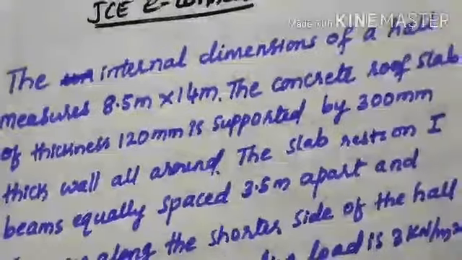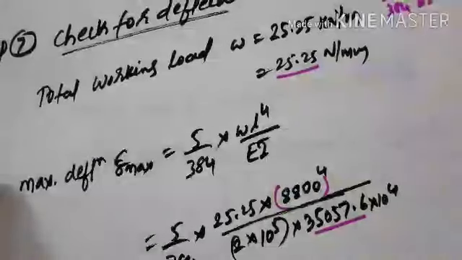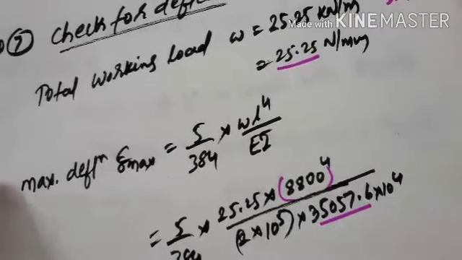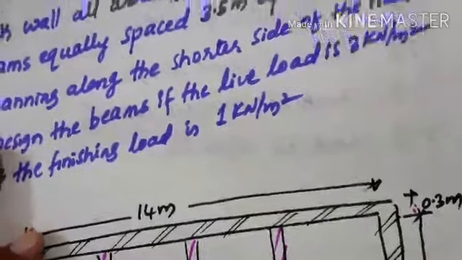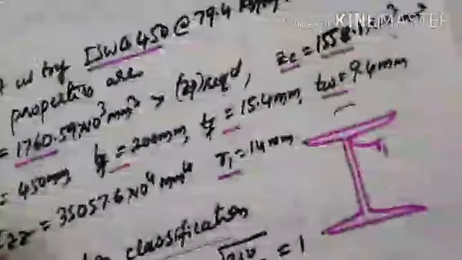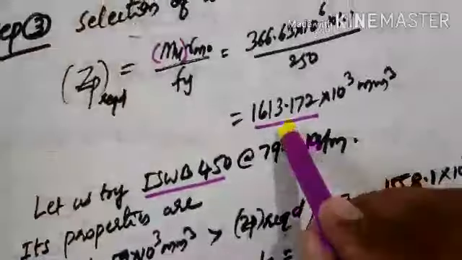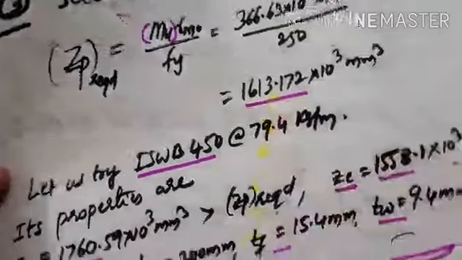Okay, so here we are not bothered about the depth of the section. We have just chosen the section based on the Zp value. Based on this value, we have chosen the section in this case.